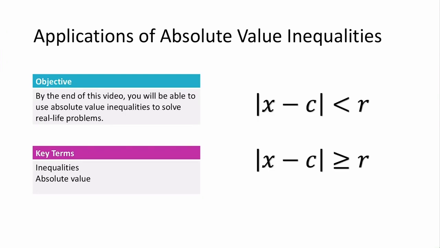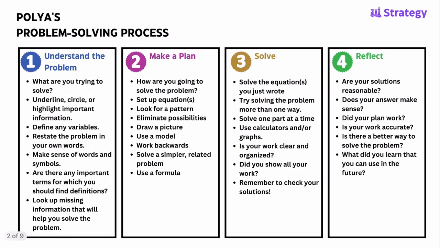So in this video, we're going to talk about how to use absolute value inequalities to solve some real-life problems. So remember, we're going to use this four-step problem-solving process that we always use when we're solving word problems. So remember, we're going to start off by understanding the problem, so it's going to be very important to define any variables, and then underline, circle, or highlight important information.